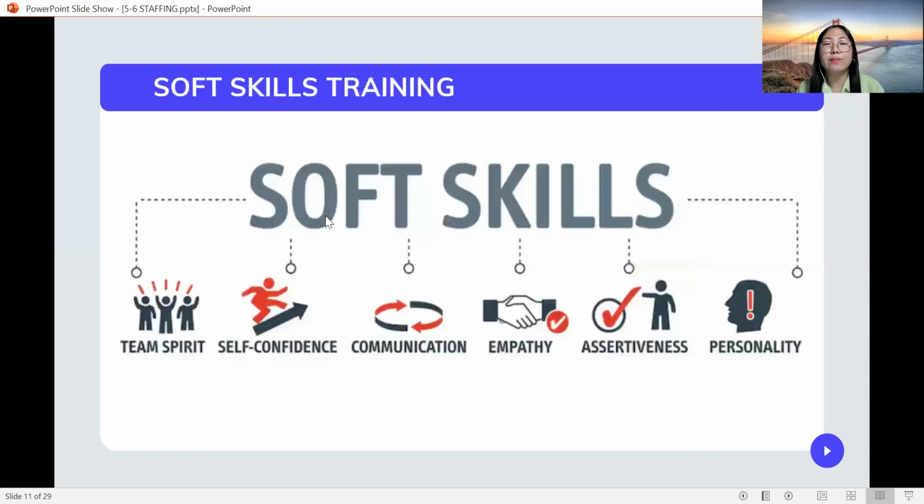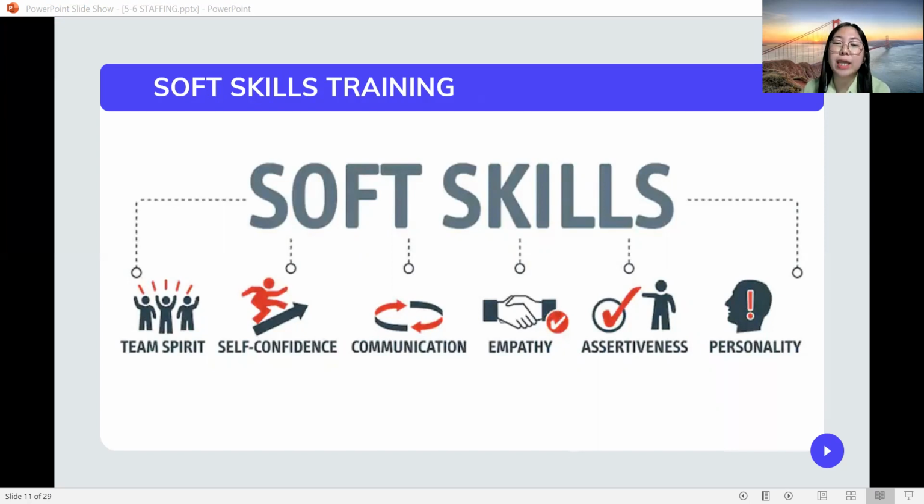And then we have the soft skills training. I know you're very familiar with soft skills because, as on your screens: team spirit, self-confidence, communication, empathy, assertiveness, and also our personality. So soft skills refers to the personal traits, our social graces, yung communication and personal habits natin that are used to characterize the relationship with other people or other employees.